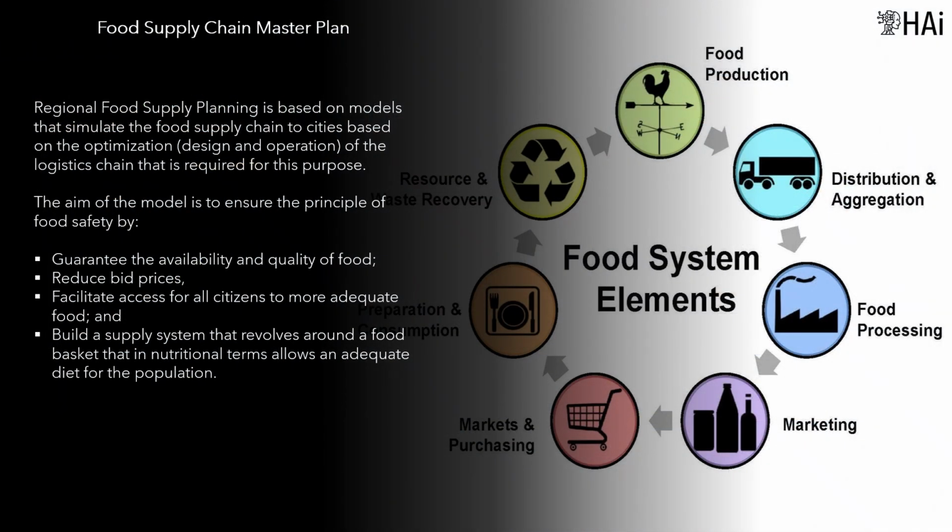Regional food supply planning is based on models that simulate the food supply chain to cities, based on the optimization, design and operation of the logistics chain that is required for this purpose. The aim of the model is to ensure the principle of food safety by guaranteeing the availability and quality of food, reduce bid prices, facilitate access for all citizens to more adequate food, and build a supply system that revolves around a food basket that in nutritional terms allows an adequate diet for the population.